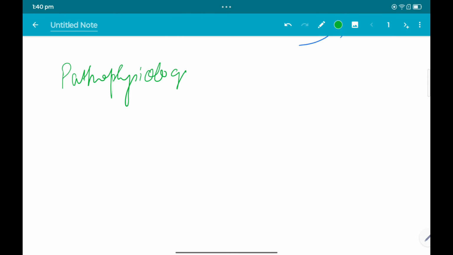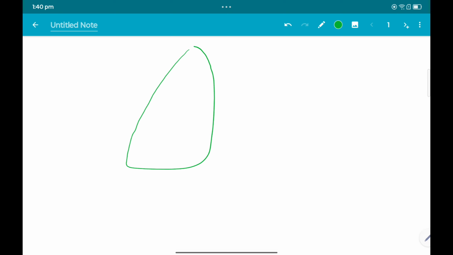Pathophysiology of bulla. Okay. So suppose this is a lung. And there is a bulla inside. So as you all know, this bulla is formed due to destruction of the alveolar air spaces. Alveolar walls are destroyed and you get a huge air space. Okay, so these walls between the alveoli break down and you get a huge air space which is known as bulla.